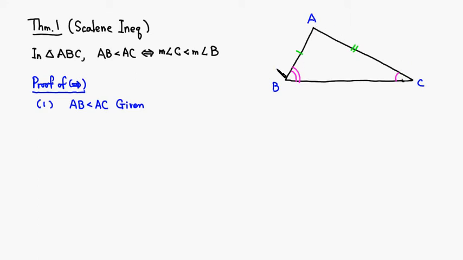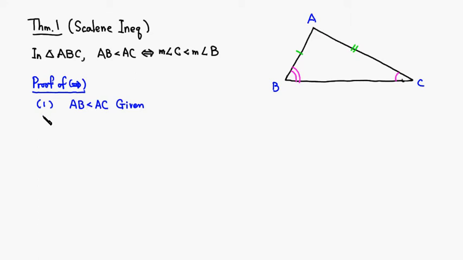So this is actually an if and only if statement, so we're going to have to do both implications. Let's do this implication. Assume that AB is less than AC. We want to show that the measure of angle C is less than the measure of angle B. So here's the given: AB is less than AC.